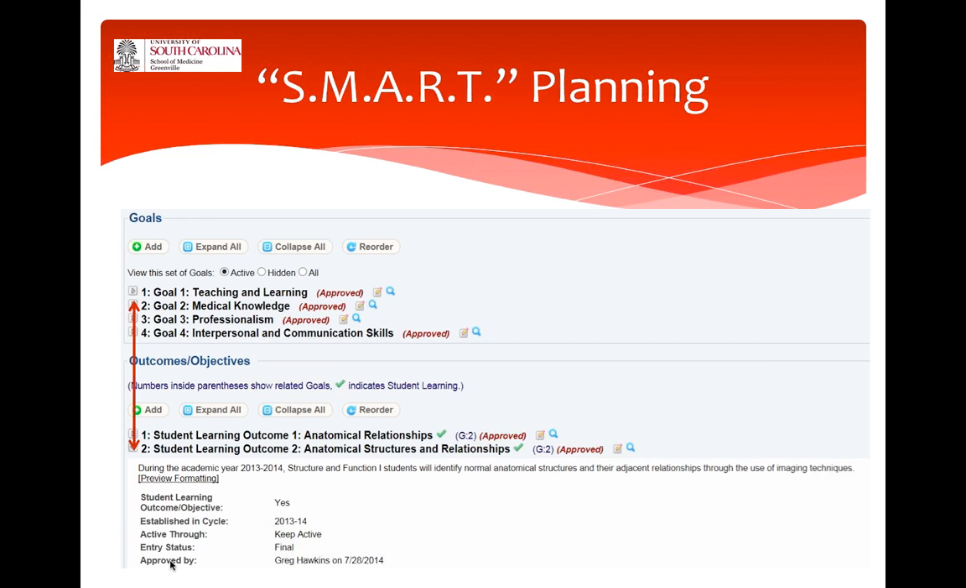So here's a sample snapshot of what that structure looks like within Weave. At the top, we've got the different goals listed out for this particular course, the Structure and Function 1 module. Below that, you can see the outcomes and objectives, the student learning outcomes, and out to the side in parentheses in blue, you can see that student learning outcome number 2 is mapped back to goal number 2, which is our overall medical knowledge goal that is a thread throughout our curriculum, of course in our first year for medical students.